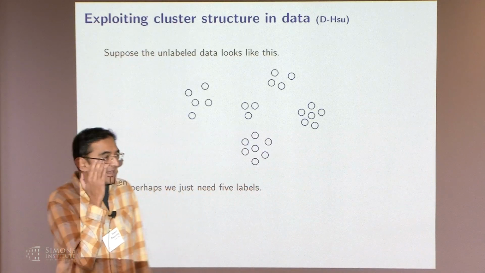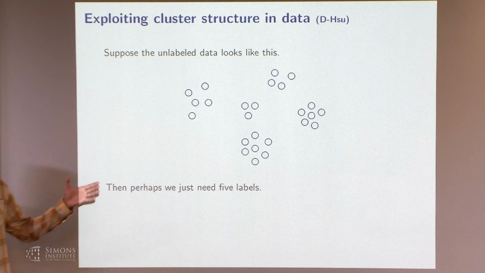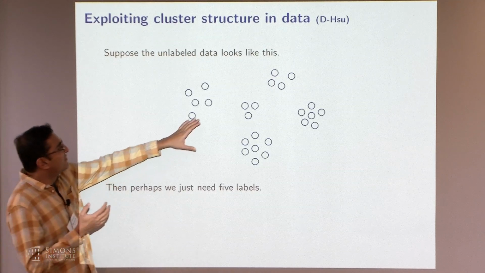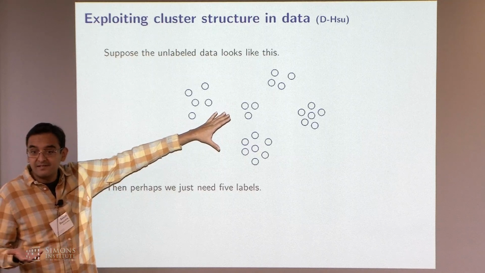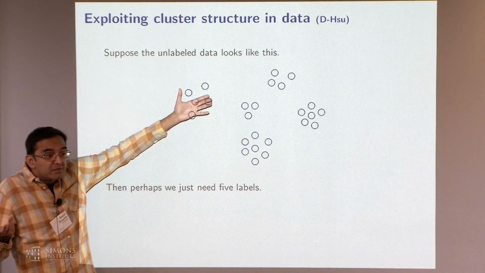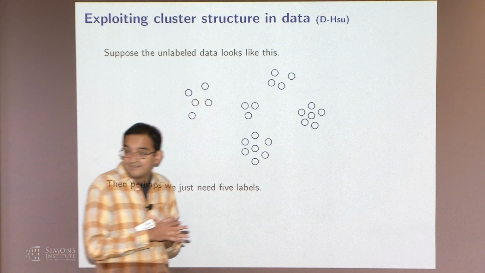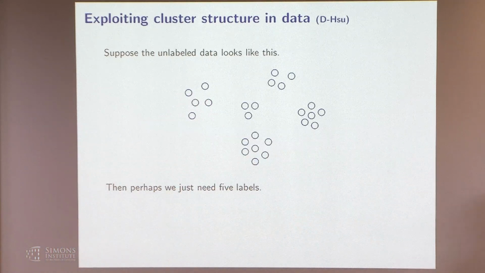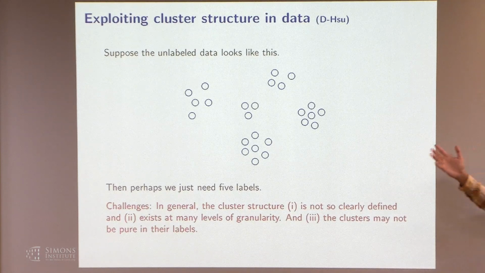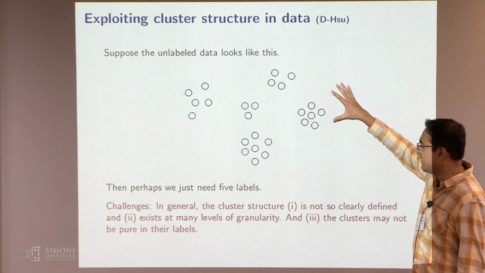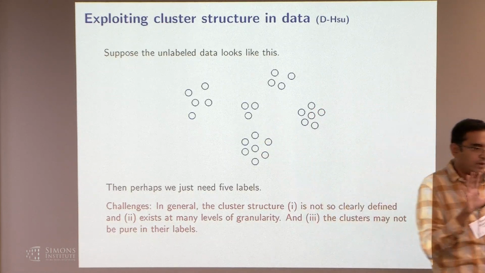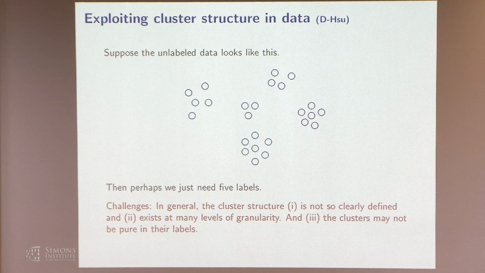So yeah, I can tell you a little bit about it. The idea is just ridiculous. Okay, so let's say the data looks like it's got 5 clusters. Maybe we only need 5 labels. 1 label per cluster, and we're done. Okay, so that's the starting point. Now, obviously, we need to be able to adapt to any data. So maybe the cluster structure will not be so clearly defined. Maybe the clusters are not pure. We have to be sort of mindful of that.